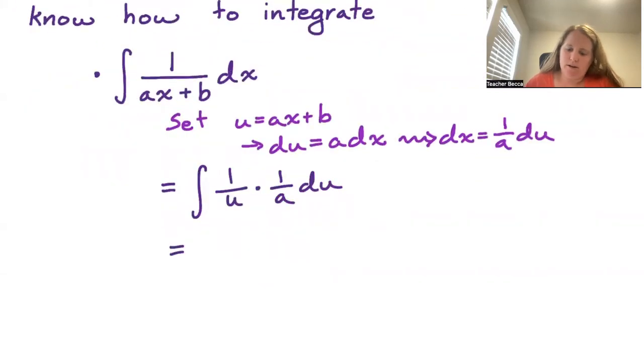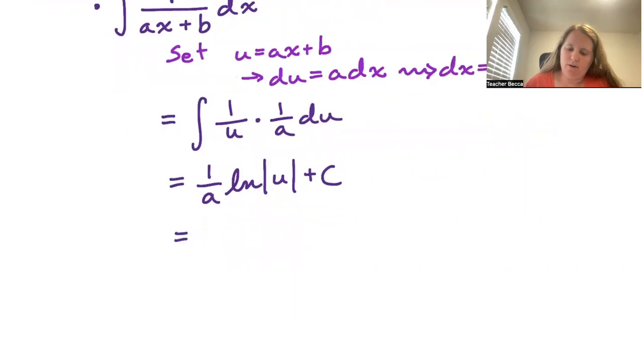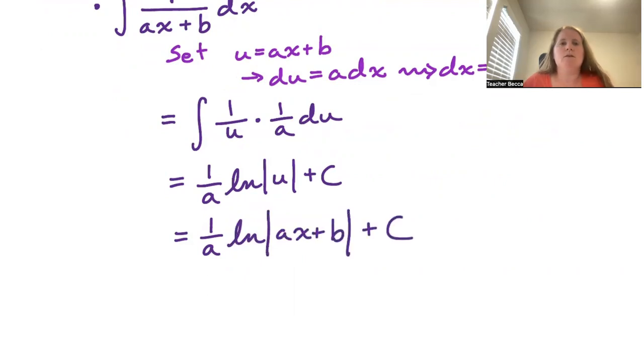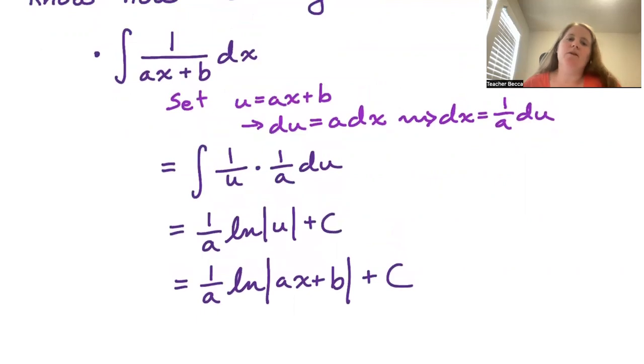otherwise known as 1 over a times the natural log of the absolute value of u plus c, or 1 over a times the natural log of the absolute value of ax plus b plus c. You are welcome to jump straight from that first line to the last line. You don't need to work through the u substitution. Anytime we have a linear inside function, you just get that 1 over a out front.